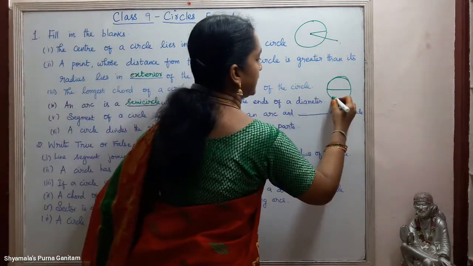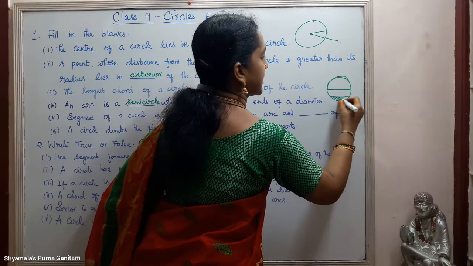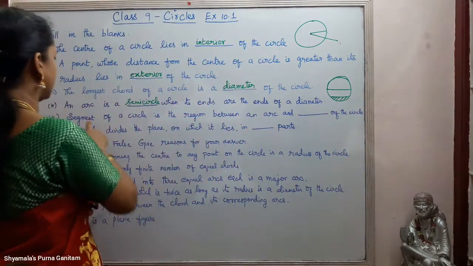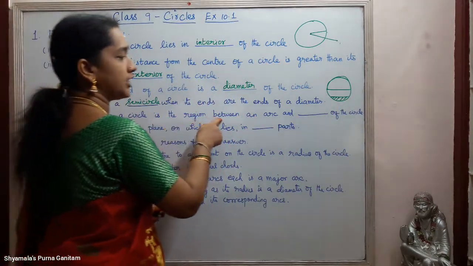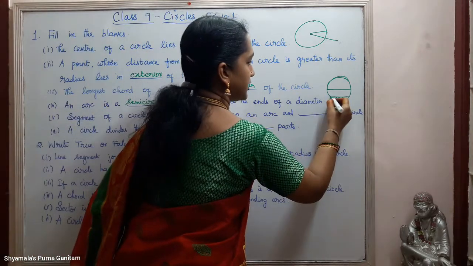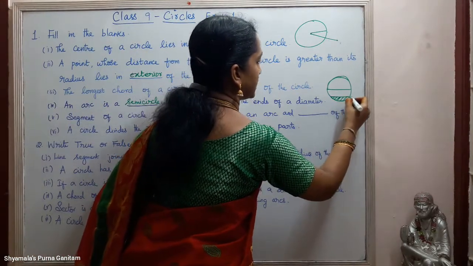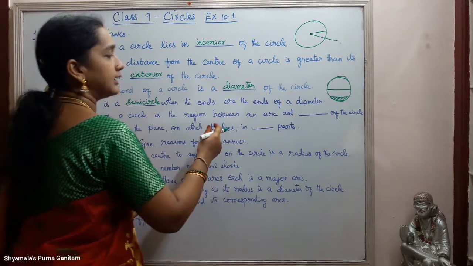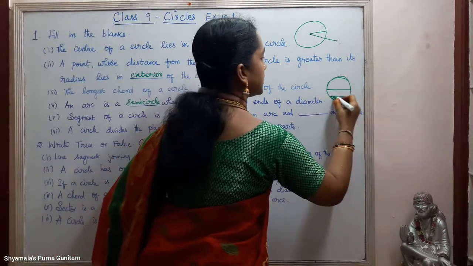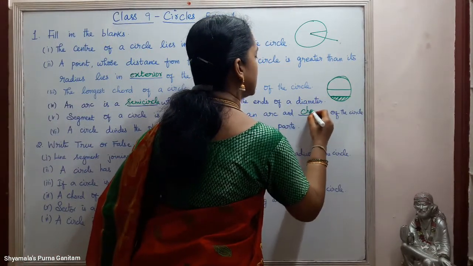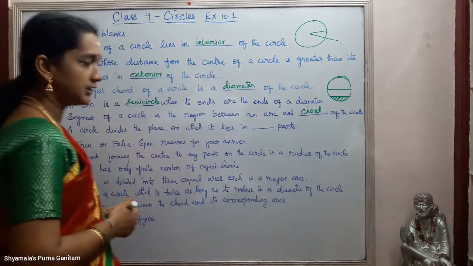A segment of a circle is the region between an arc and the chord of a circle. So in a circle, this part we will say is the segment of the circle. This shaded part is the region between an arc and the chord of the circle. This one we will call the chord.